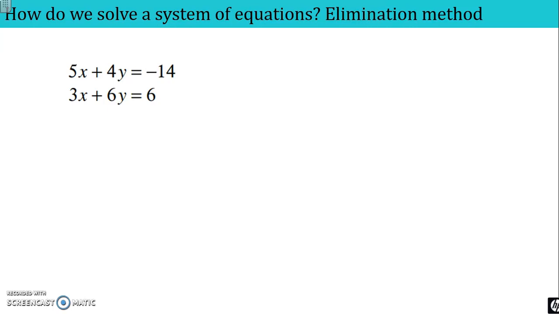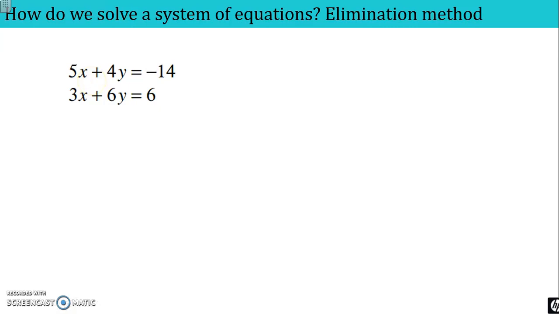My favorite method is the elimination method, and that's what I'm going to talk about first. So first of all, here's a question that we're going to answer using the elimination method. And this question is nice because our variables are already stacked.